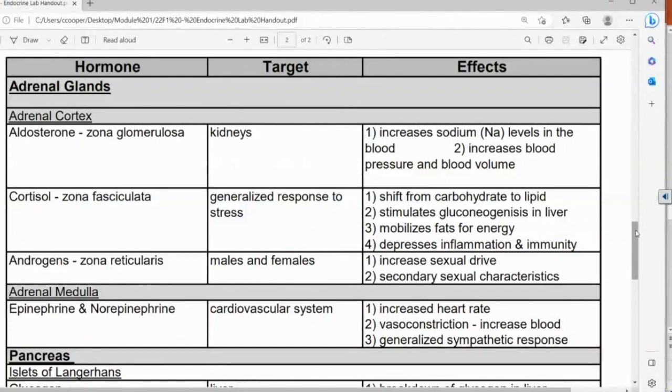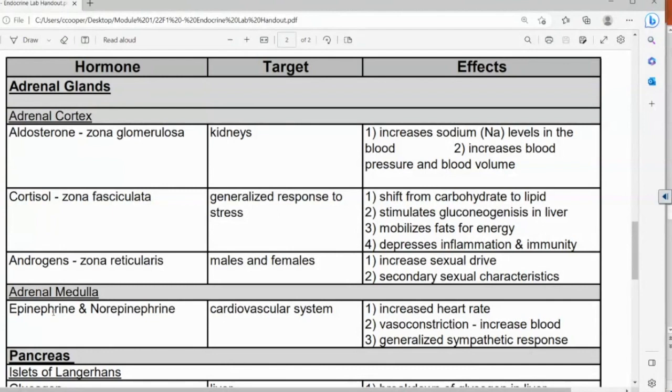Reminder, and some of you, it's your first class, so maybe you didn't get this yet. Look at how this is organized. Here is the name of the gland. And when we have two different areas like this, these are the different regions, okay?